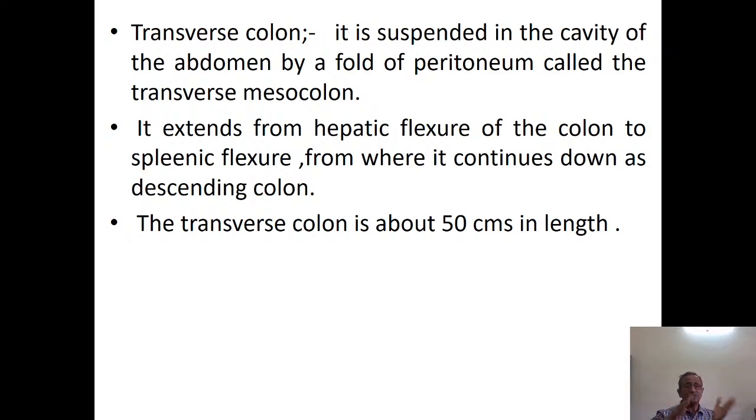So the caecum goes to the appendix, then the ascending colon. From the ascending colon there is the hepatic flexure, and the hepatic flexure is turning towards the left, wherein it is becoming the transverse colon. The transverse colon is suspended in the abdomen. It is freely moving. It is suspended by a peritoneal fold called the transverse mesocolon. This transverse mesocolon allows the transverse colon to move in the abdominal cavity. Then it extends up to the splenic flexure, where it continues down as the descending colon. This transverse colon is about 50 centimeters in length.